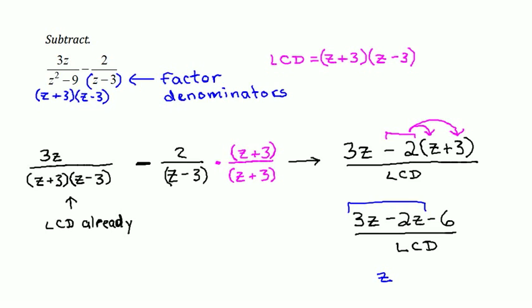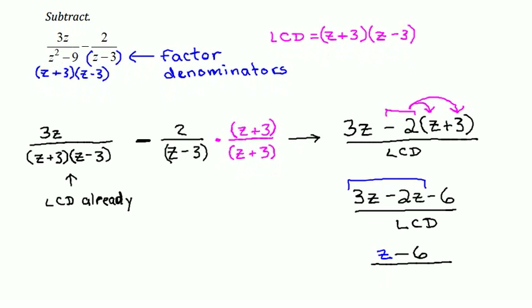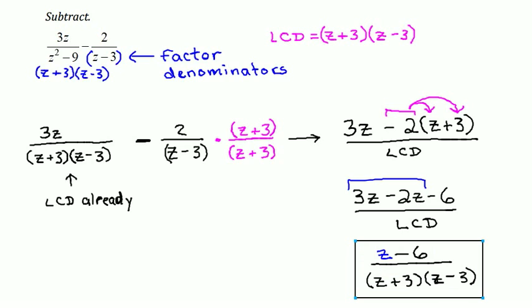Now all I do is combine like terms, and 3z minus 2z can be combined to give me z. I still have the minus 6 in the numerator, and right now is a good time to go back to the actual expression that the LCD represents instead of just writing the letters LCD. So I'm going to put in my z plus 3, z minus 3. At the very end, it's always good to check for common factors to see if it's possible to simplify and reduce this expression at all. But in this case, we have no common factors, and therefore this is done.